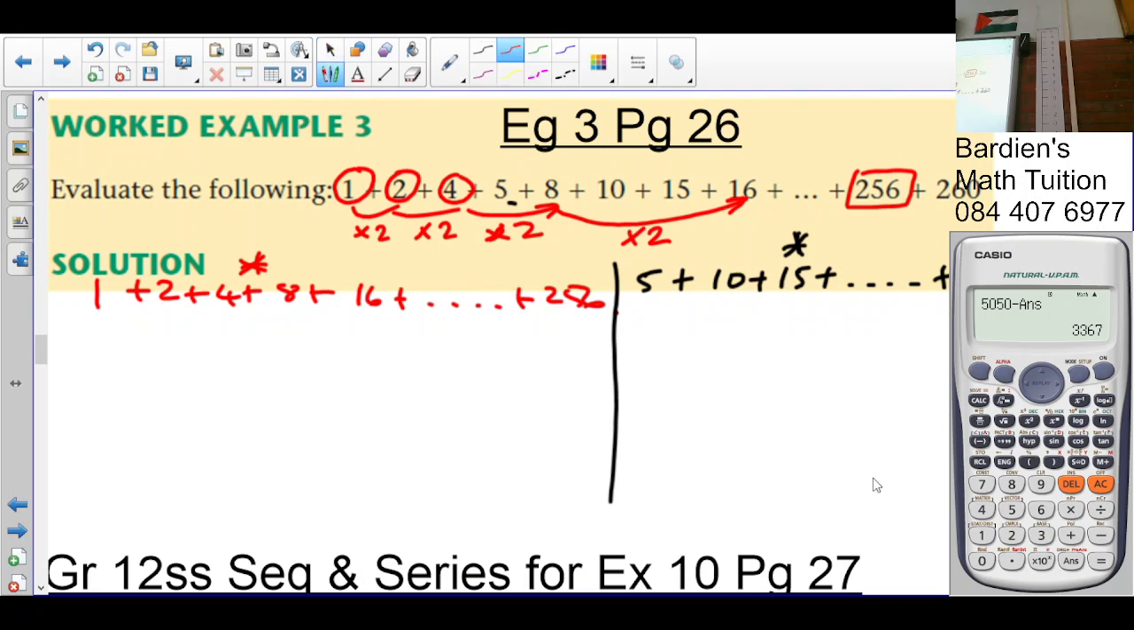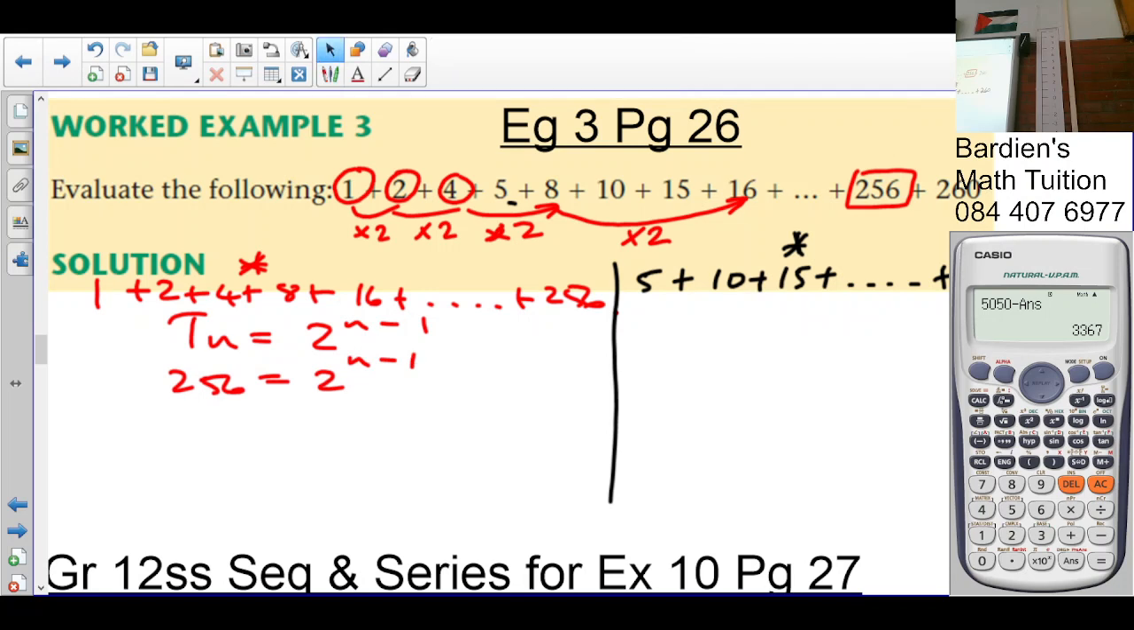Which was added. Okay, so how many terms are here in this sequence? So what I do is I work out my general term. My general term is going to be a plus n minus 1 d. So it's going to be 2 to the exponent n minus 1. So that is 256 is equal to 2 to the n minus 1.